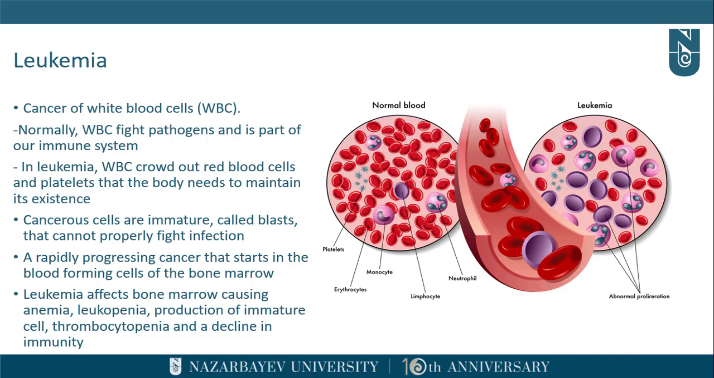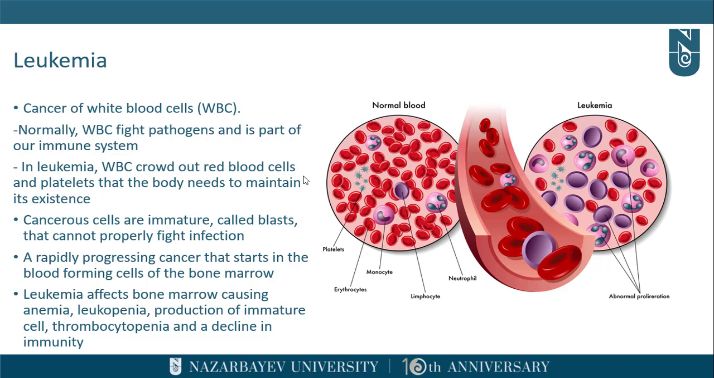So now let's move on with another type of cancer, that is leukemia, and we call it a cancer of white blood cells. As mentioned, these white blood cells are key players in the immune system to find any infection that is caused by different pathogens. They are our players to attack the pathogens.